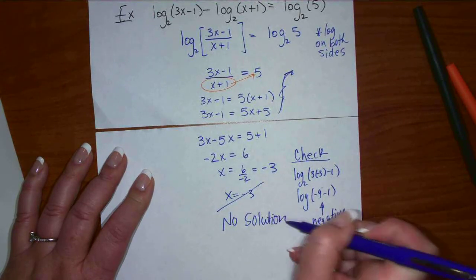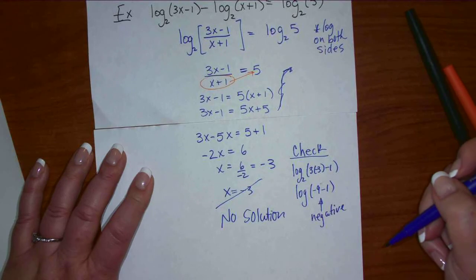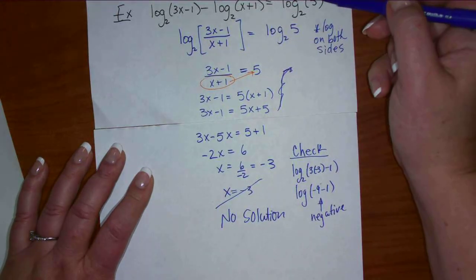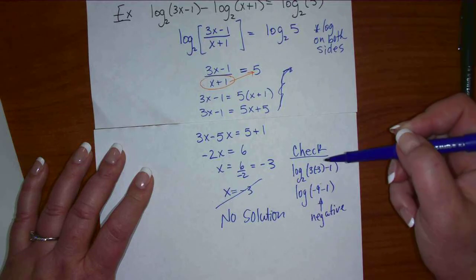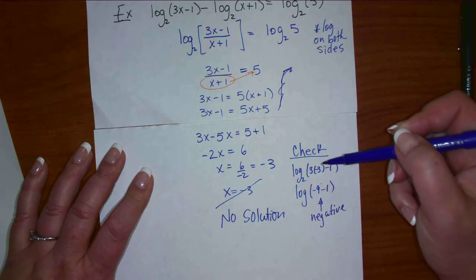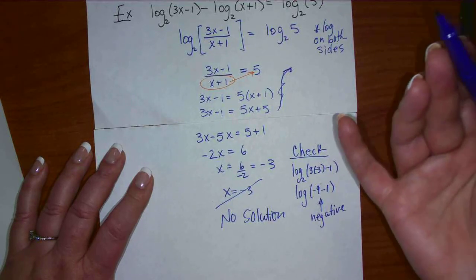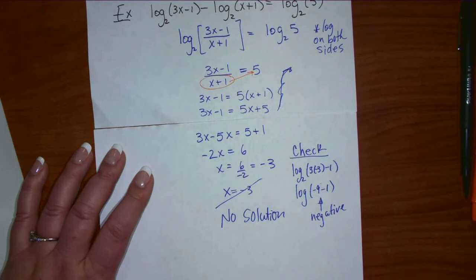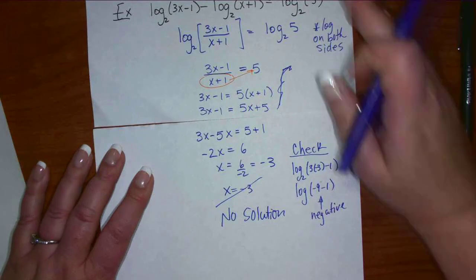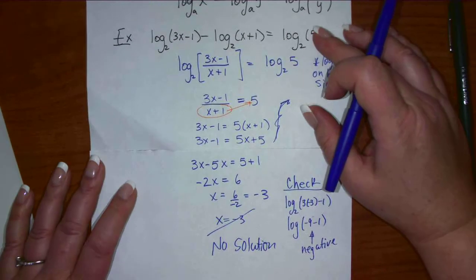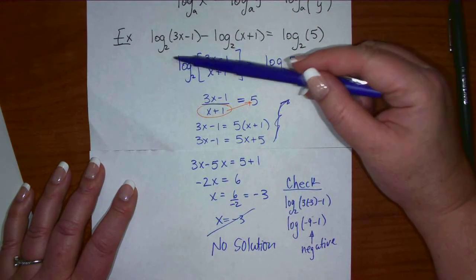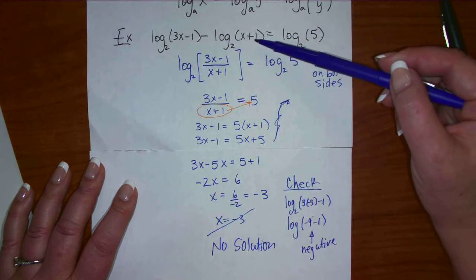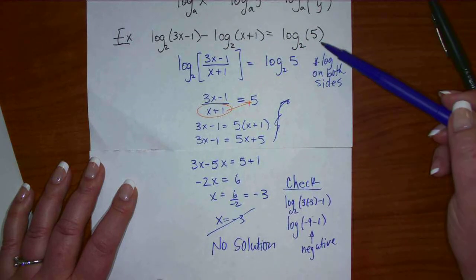And why am I not plugging it into the whole thing? The whole first, you always go back to the original. How come I didn't plug it into the whole thing when I checked it? As soon as you get a part that doesn't work, you can stop, because if it doesn't work in one of the logs, it won't work in the question overall. You don't need to keep checking, right? So I just checked in this first one, and I got a negative inside, so I knew that didn't work. If I put it in here as well, I'll get a negative, so that won't work. There's nowhere to plug it in.